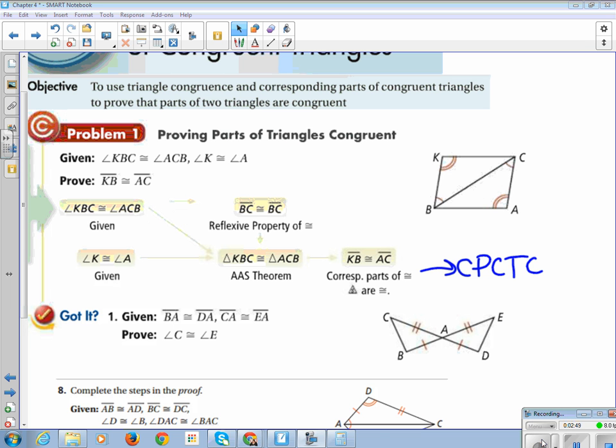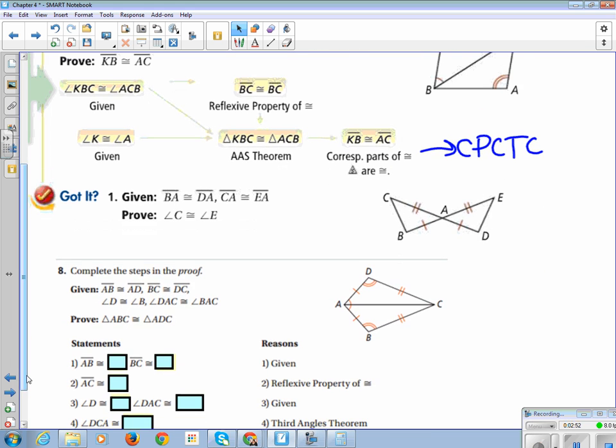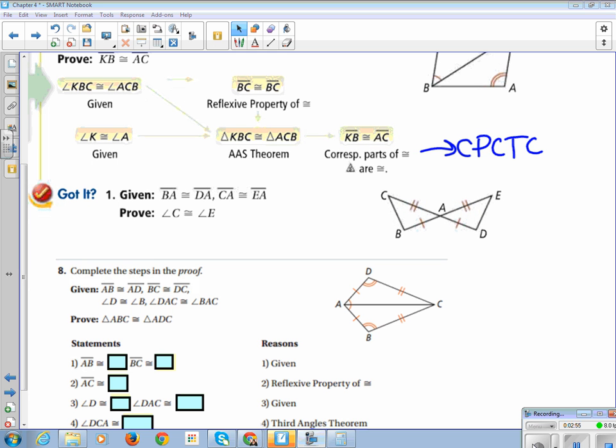All right, with that information, let's see if we got it. All right, so we are given BA is congruent to DA, that's these 2 sides here, and CA is congruent to EA. We want to prove that angle C is congruent to angle E. The first thing we do is we have to prove that these 2 triangles are congruent. Besides reflexive, what's our other favorite property for proving stuff? Vertical.